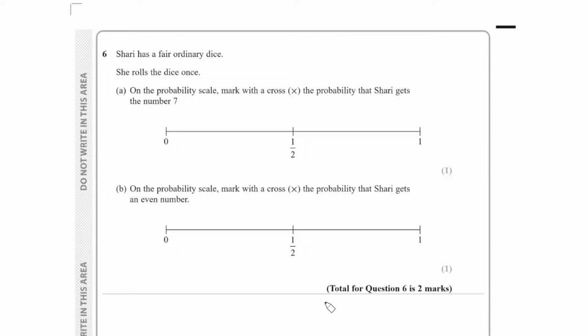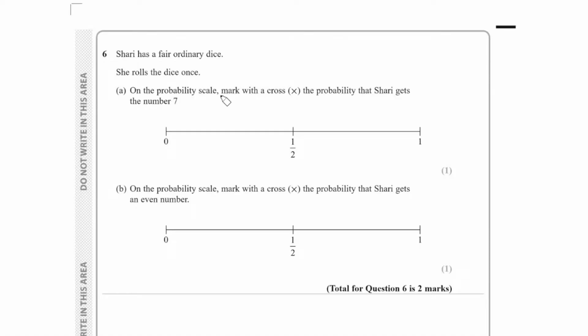Okay, question 6. Sherry has a fair ordinary dice. She rolls the dice once. Fair means that if you roll the dice there's an equal chance of landing on any of the numbers. It's not like it would always land on a 6, for example. It's going to land on each of the numbers with an equal chance. And an ordinary dice means it's got 6 numbers. So she rolls the dice once.